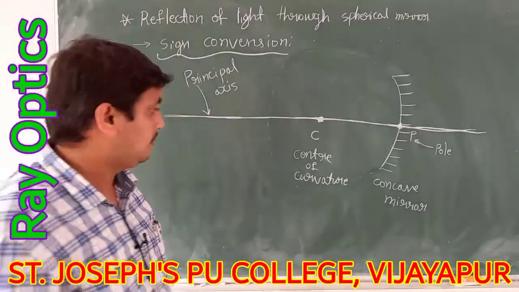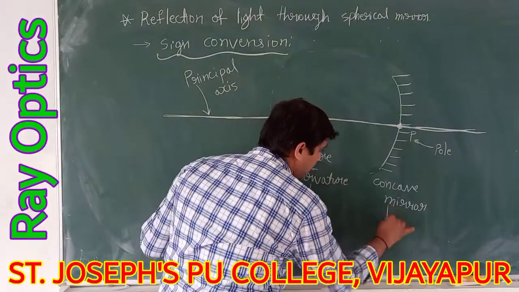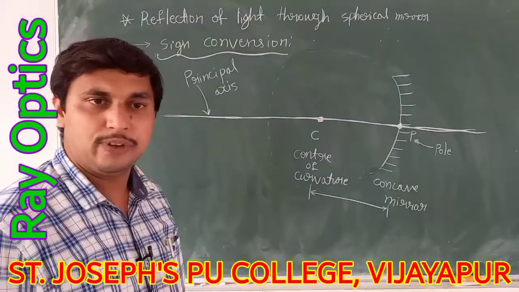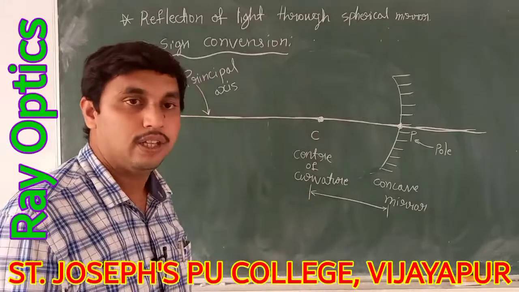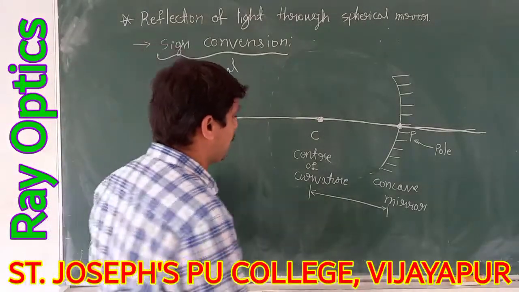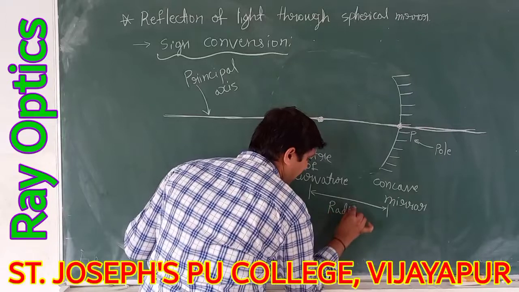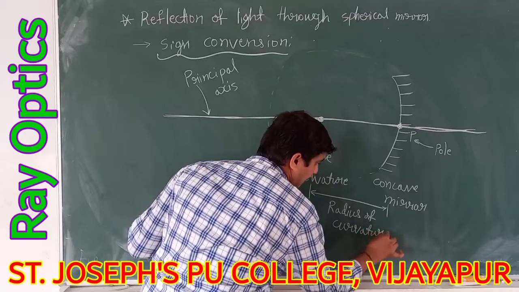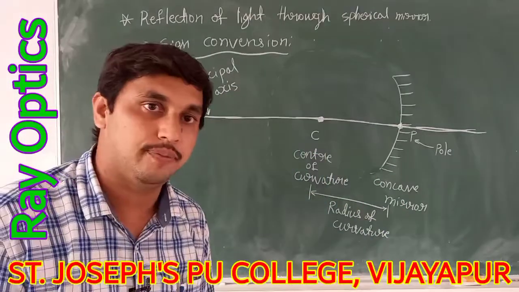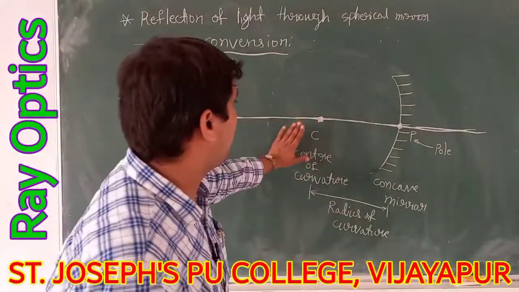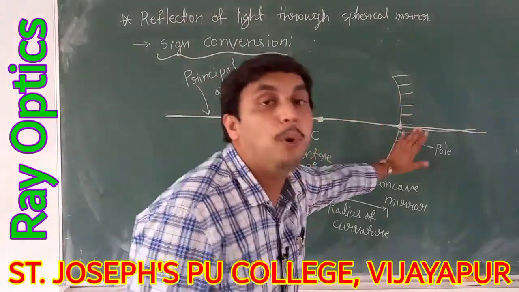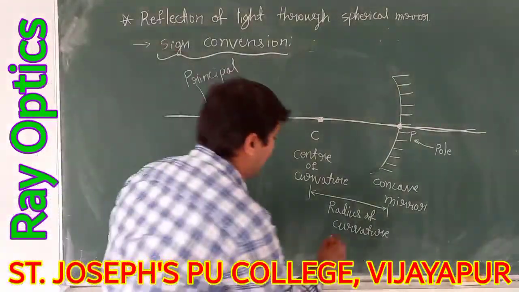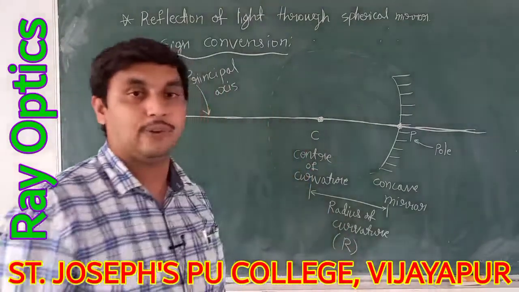Now here we have some distance from the mirror to the center of curvature. We will have to measure some distance. So obviously this distance we will call the radius of curvature. Radius of curvature. Okay. The radius of curvature is the distance between the center of curvature and the pole of the mirror. So that is the radius of curvature, which is denoted by the symbol capital R.